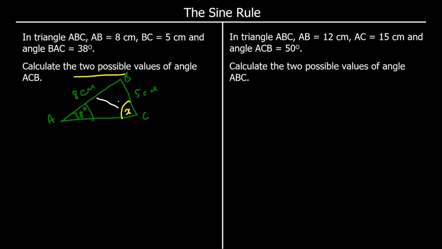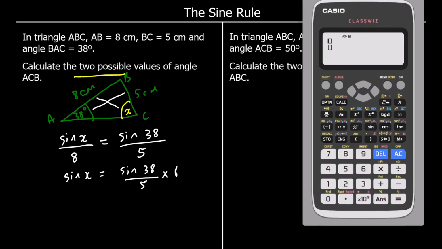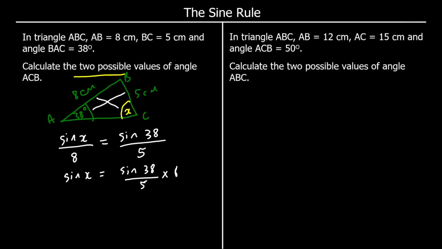So let's answer this question. We've got opposites. We've got the angles on top. So sine x with its opposite, which is 8, is equal to sine 38 over its opposite, 5. Multiply both sides by 8. So sine x is sine 38 over 5 times 8. Type that in the calculator. Sine 38 over 5 times 8, and that's 0.985.